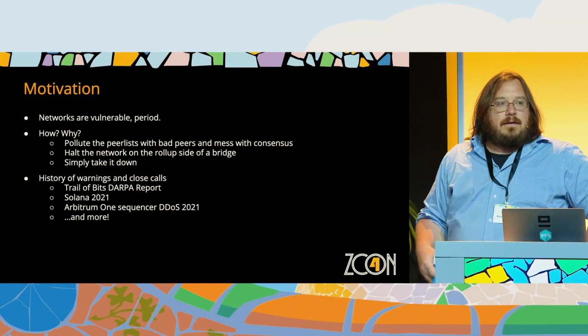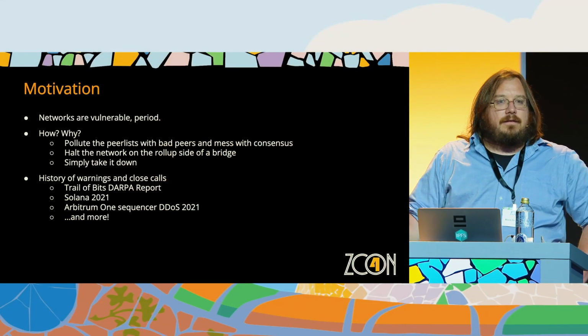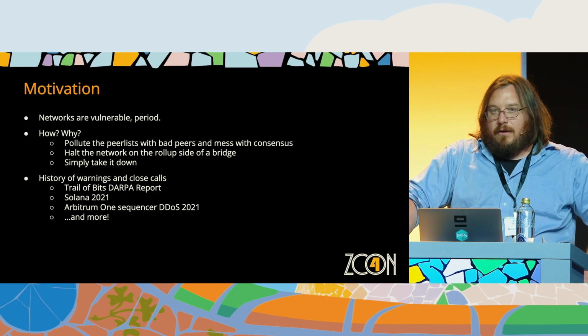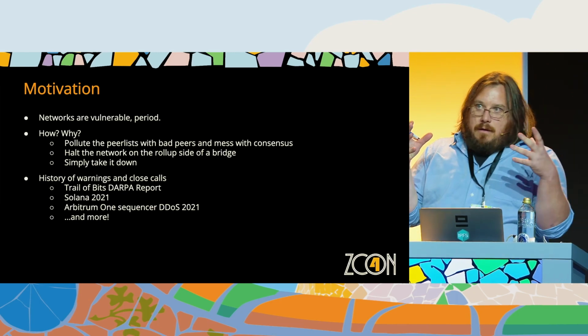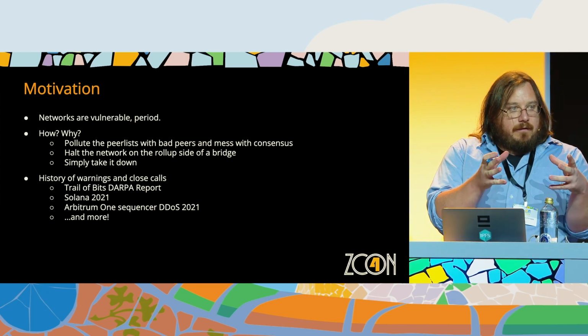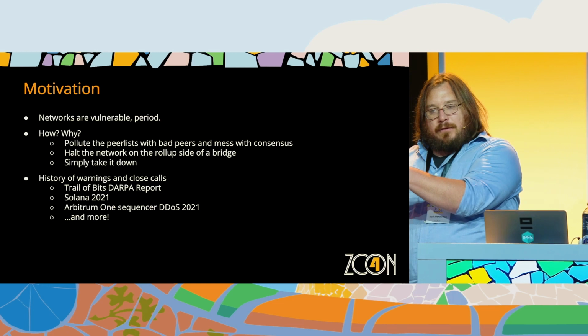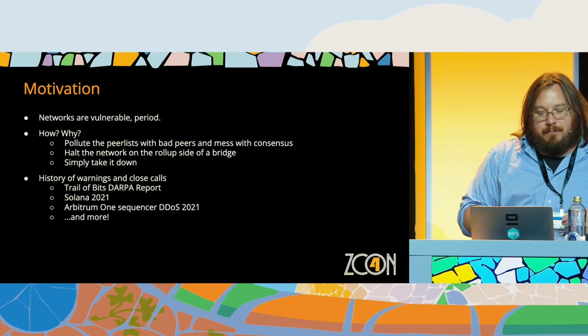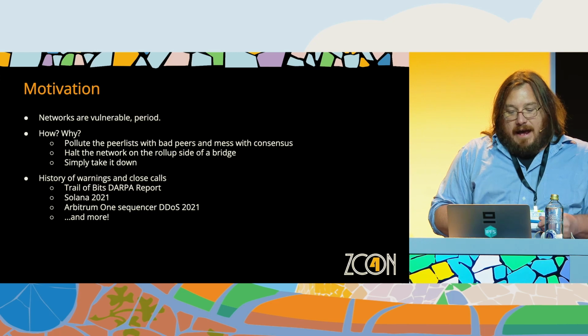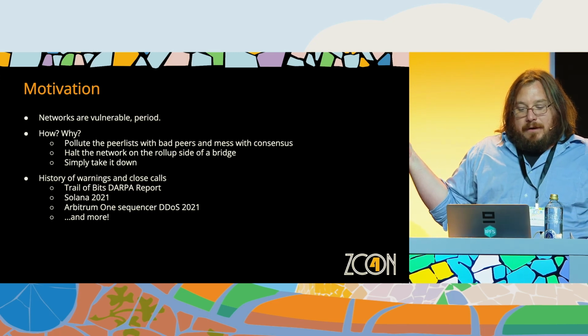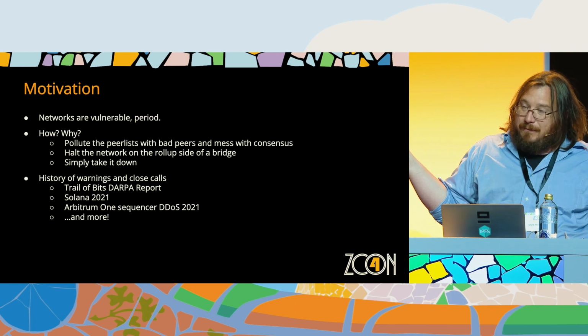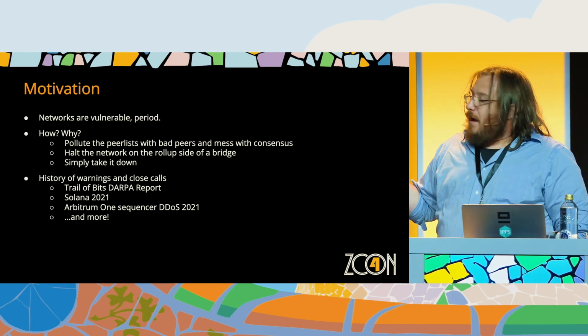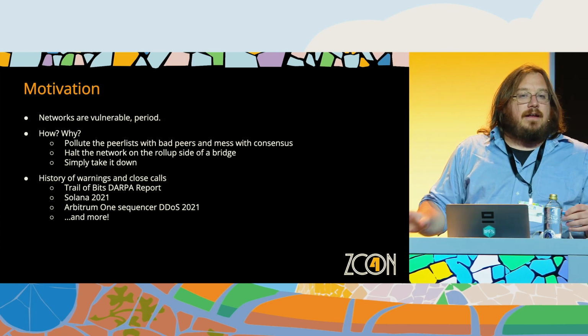Networks are vulnerable, period, and peer-to-peer networking is hard. Things like encrypted handshakes, scalability, availability. Peer-to-peer networking is not a client-server model. The entire system is sort of encapsulated within one peer, and those connect to other fully encapsulated systems that need to communicate, and bad things can happen. Like you can get a polluted peer list. You could halt the network on the roll-up side of a bridge. That should sound familiar to some of you. And you can just take it down by sending bad messages across the network layer.